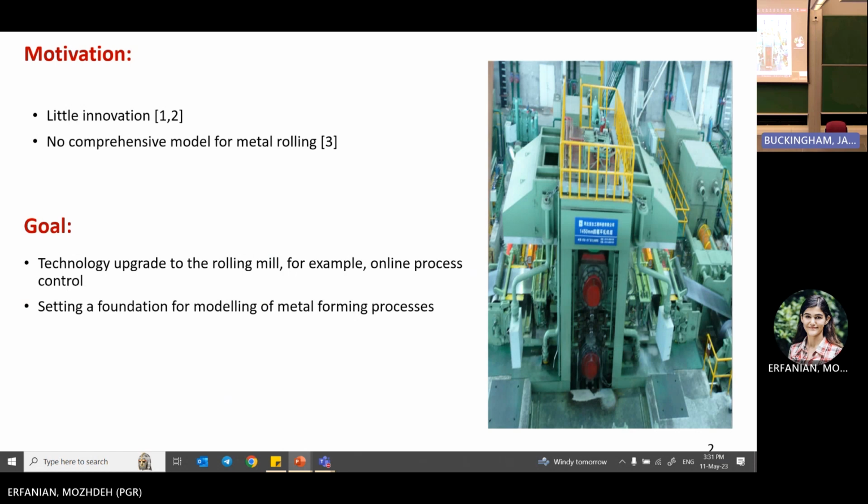Therefore, the goal of this project is a technology upgrade to the rolling mill, for example in terms of having a control model where we can feed in the rolling parameters and see their effect on the material properties, and also having a very fast model in order to use it in online process control. The bigger goal is setting a foundation for modeling different metal forming processes and not only rolling. We chose rolling because it was the simplest one.